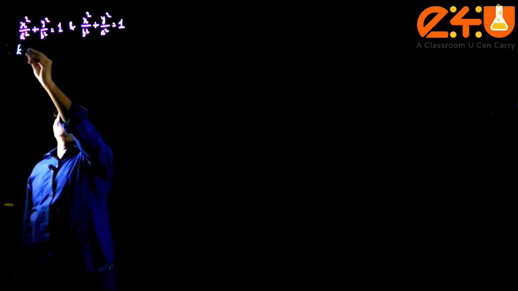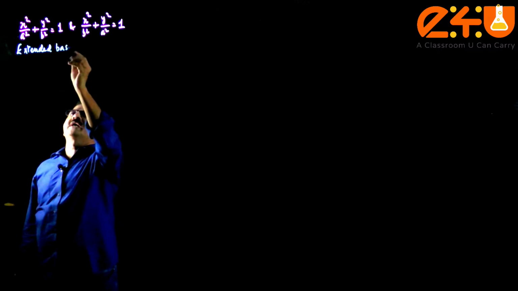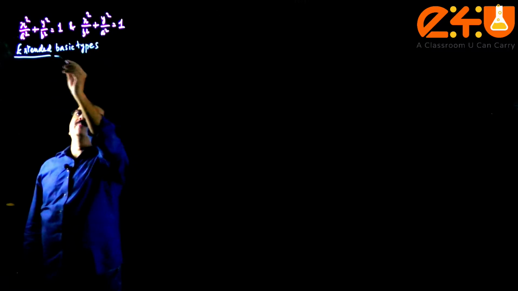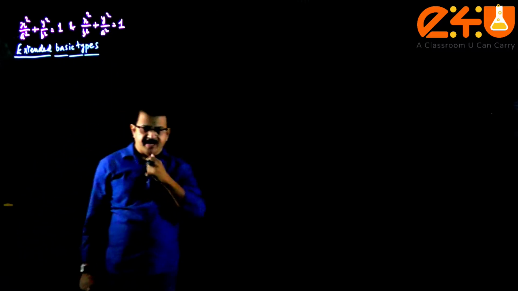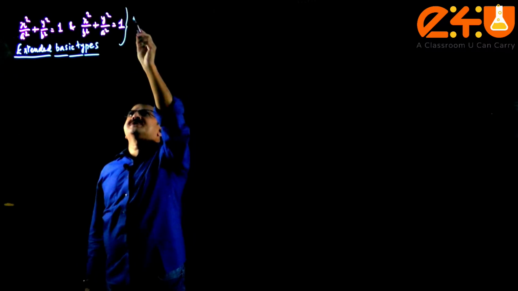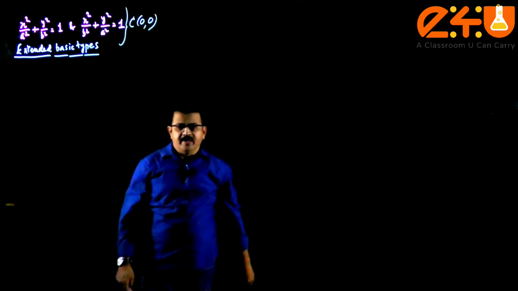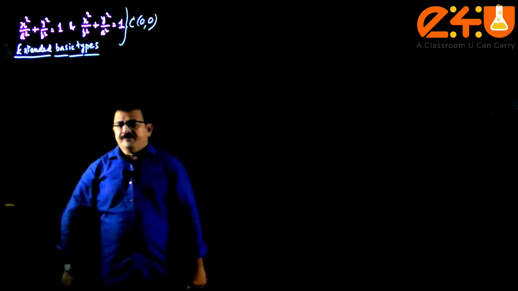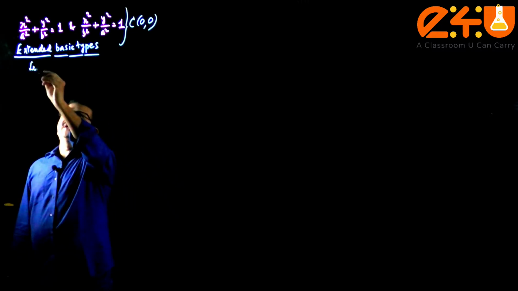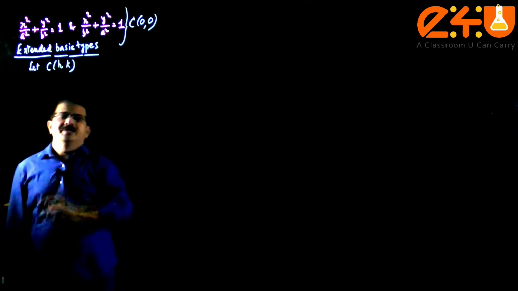The other more forms we can go for are the extended basic types. What do we mean by the extended basic types? In the standard basic, the center is always origin. They are centered around the origin, 0, 0. In the case of extended basic, let us assume the center to be h comma k.